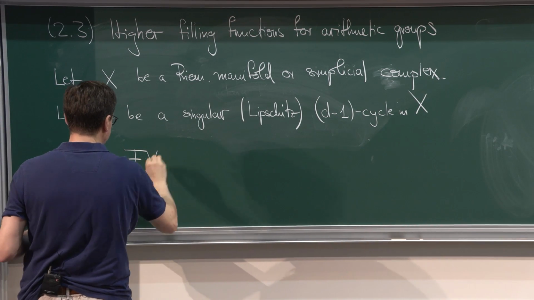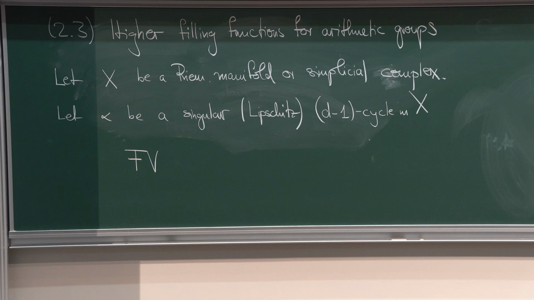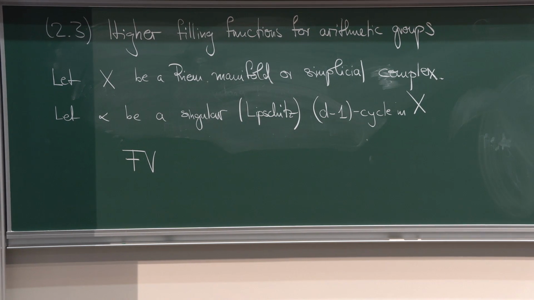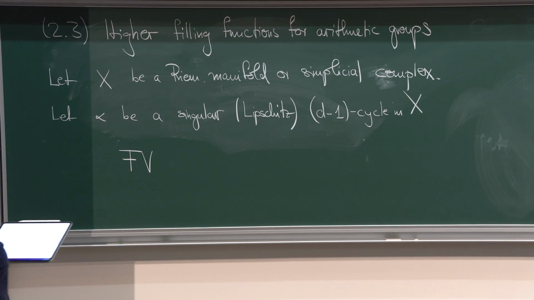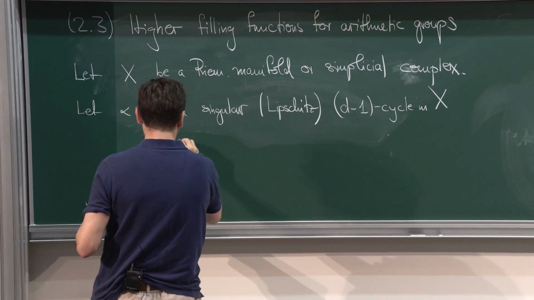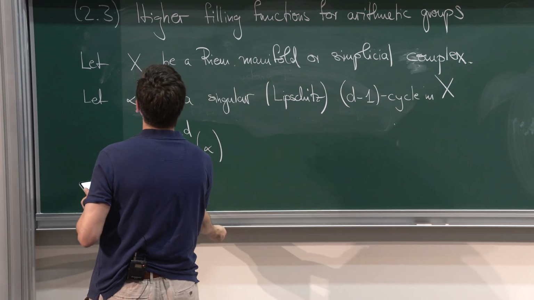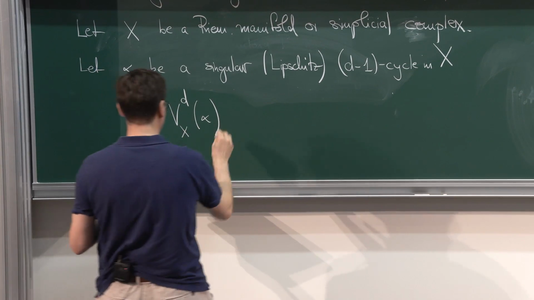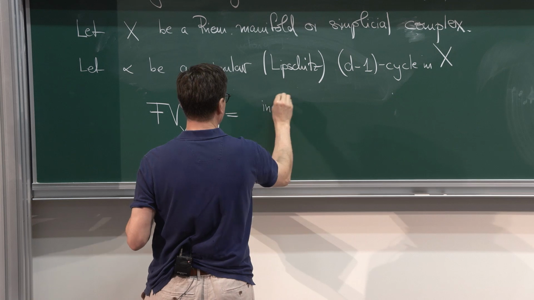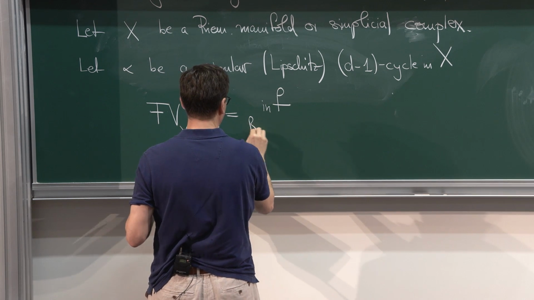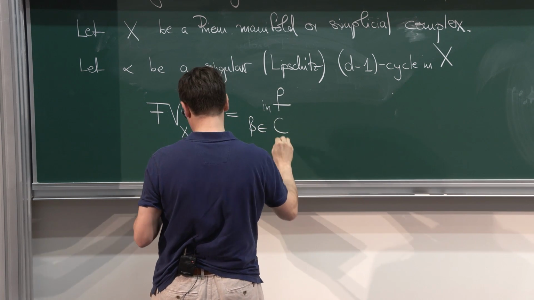And then one can define the filling volume. The goal here is to solve an isoperimetric problem in your space. You want to fill that cycle and put this into this definition. So you're looking at the optimal filling. You're looking at the infimum over all the singular Lipschitz cycles.